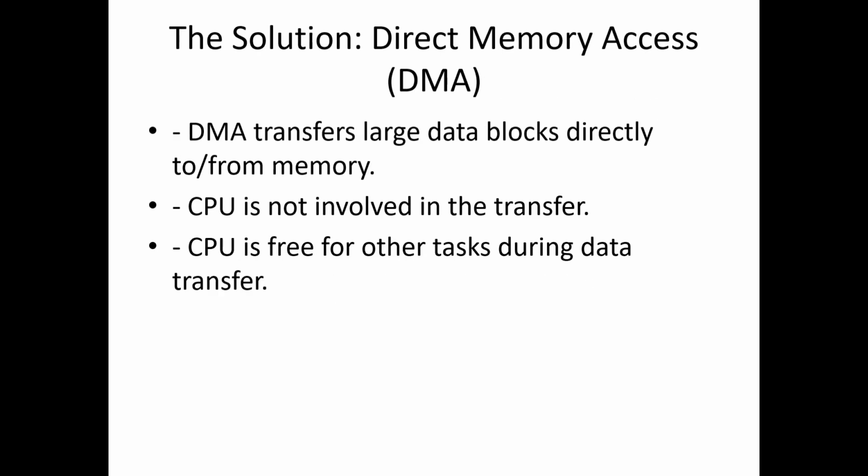The solution to this challenge of bulk data is direct memory access, which is called DMA. DMA allows large blocks of data to be transferred directly between the memory and the devices without involving the CPU in every step. So instead of the CPU babysitting every byte, the DMA controller takes over the transfer and the CPU is free to do any other task.